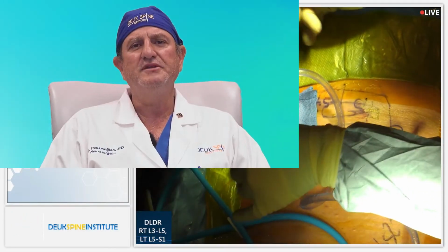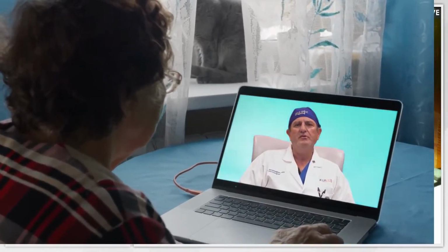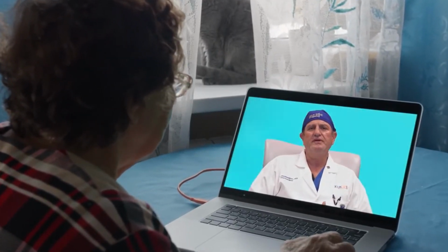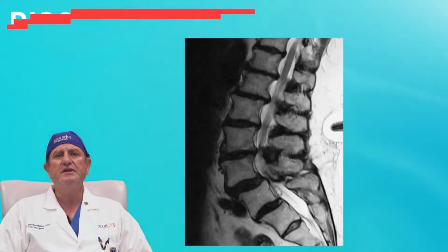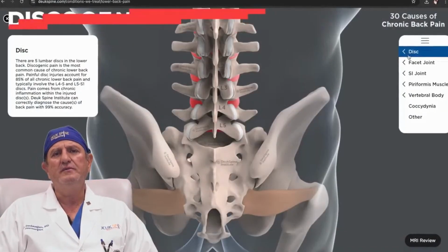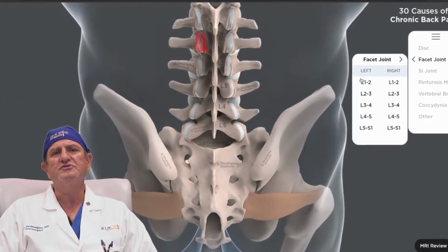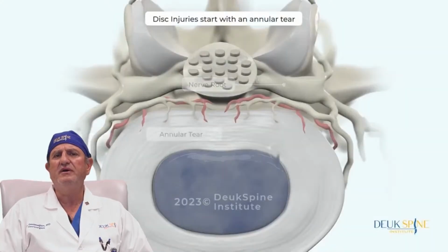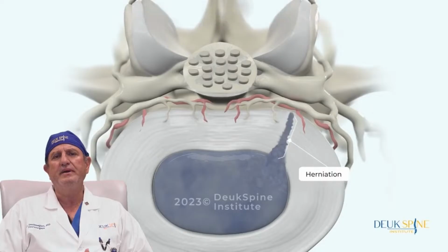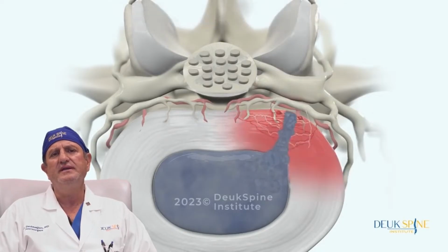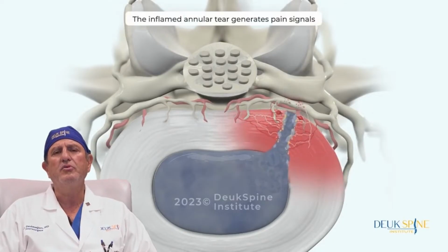Hi, I'm Dr. Duke Machen. We've just completed our free MRI review with Duke Spine Institute, and I've diagnosed you with discogenic back pain. The spine is made up of many bones and joints. It's the joints that are actually the source of back pain. The disc is by far the most common source of back pain, as is in your case. It is the cause of your back pain, the primary cause.